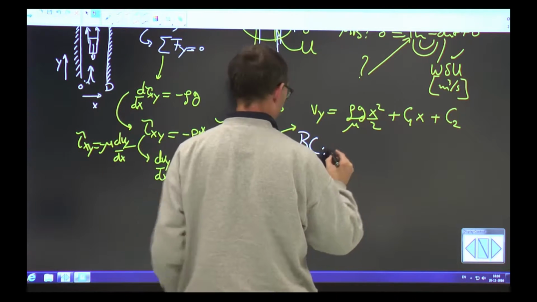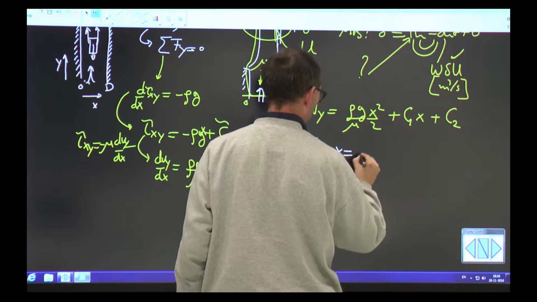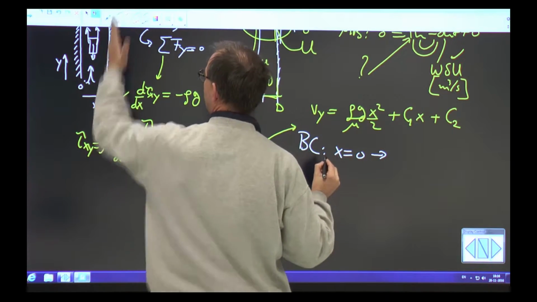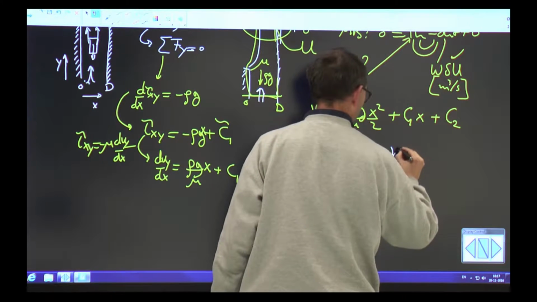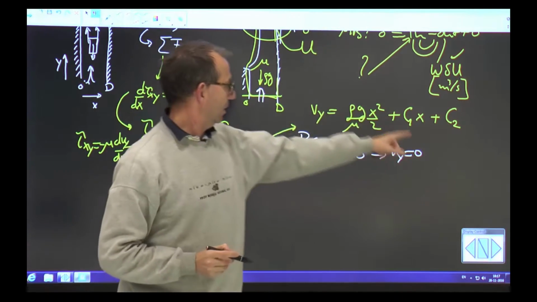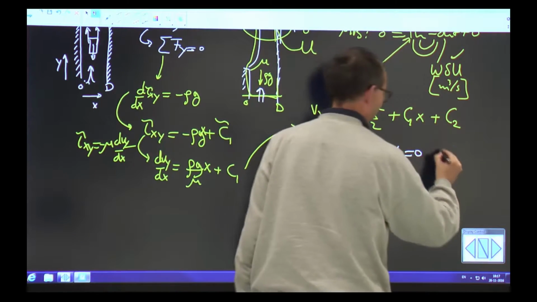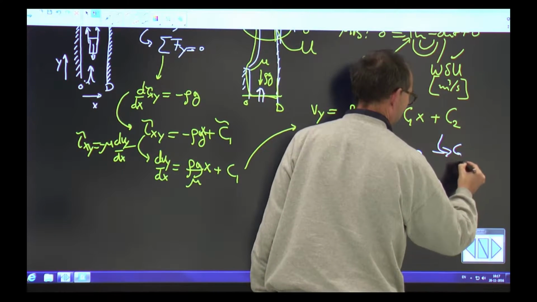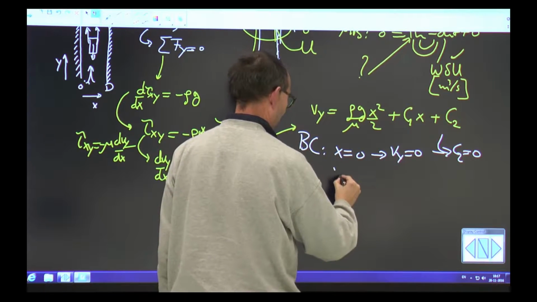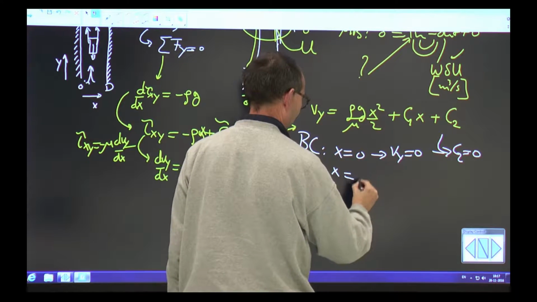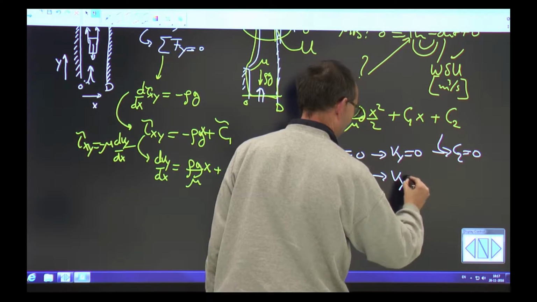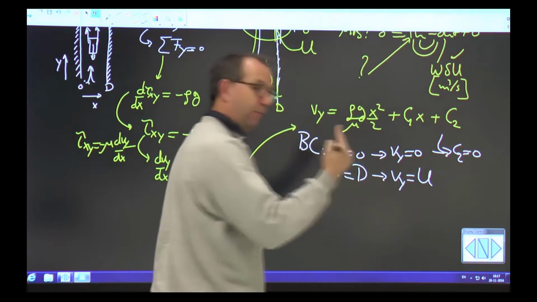At the left part, x equals 0, I have this wall sitting still. The film was on the right side, so Vy equals 0. And thus, if you read these two, that means that C2 equals 0. The other boundary condition is on the other side, on the sheet side. At x equals d, the velocity of the liquid must equal the velocity of the sheet, and we pull that up with velocity u.